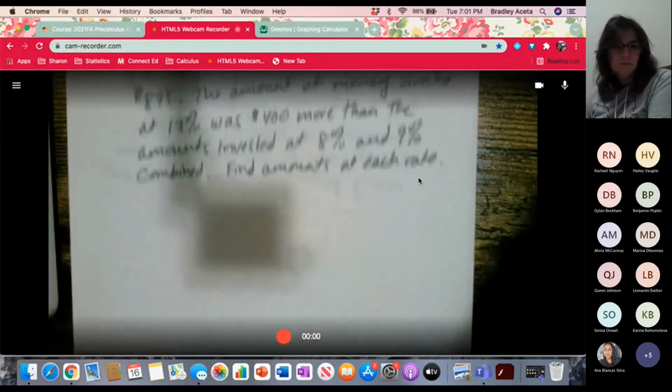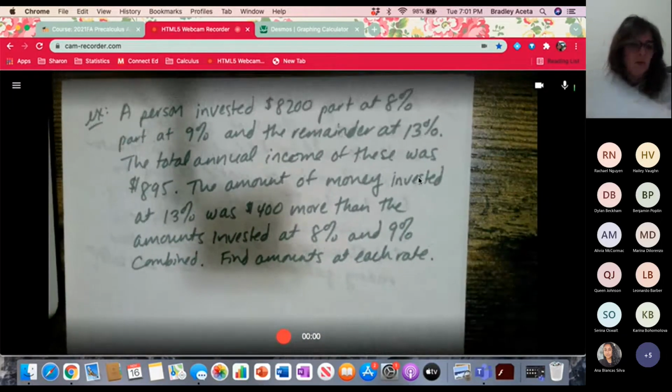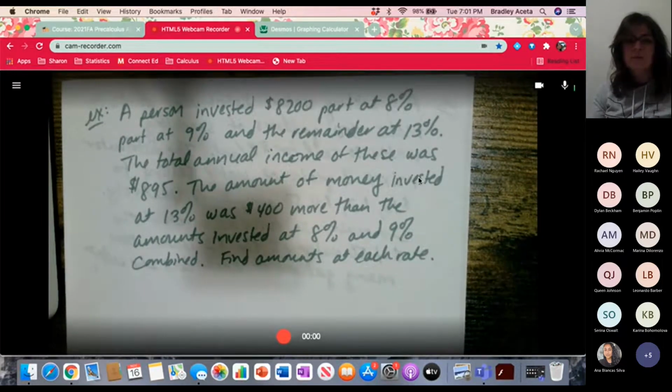All right, now let's do a word problem. I know, super exciting, but I got to show you these 2 word problems so that way you can see how it all kind of comes into play.